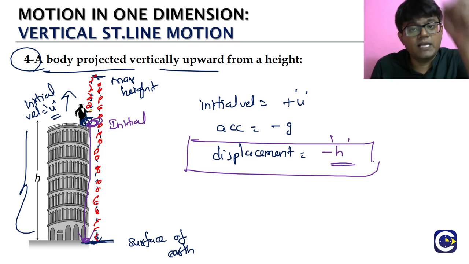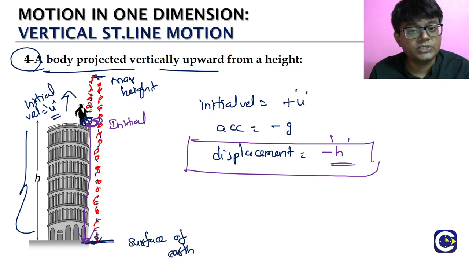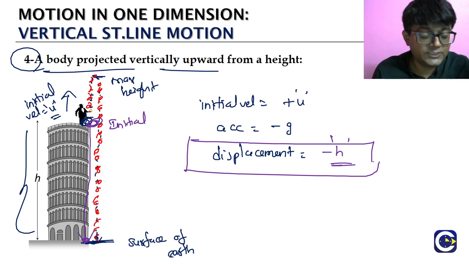Why? Because it is going up, yes, and then coming down. So distance covered means we have to look at the total length of the path. But in our equations of motion, we are not at all using the distance. S represents what? Displacement. Okay.